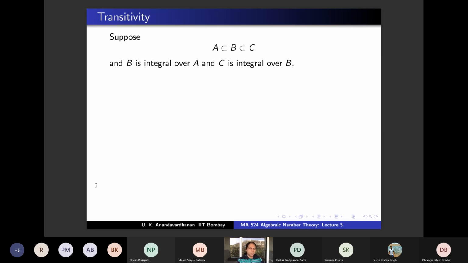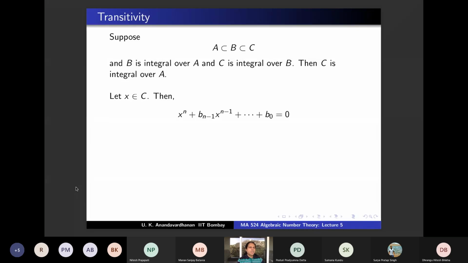The heading is transitivity. So what is my claim? C is integral over A. That's my claim. Pay very close attention, there's a crucial step in the proof. We are going to use the previous slide. So let x belong to C. What do you have to show? An arbitrary element of C is integral over A. So take arbitrarily one x in C. We have to show that x is integral over A. That's what we have to show.